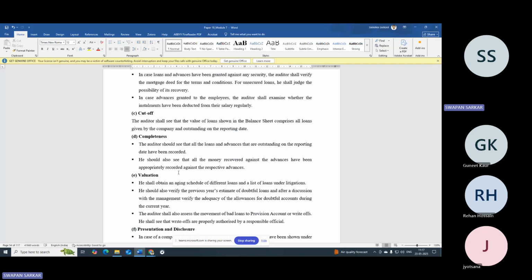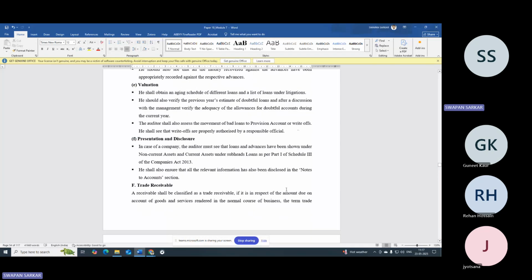The auditor shall also assist the management in transferring bad loans to the provision account or writing them off. He shall see that write-offs have been properly authorized by the responsible official. Presentation and disclosure: in case of a company, the auditor must see that the loans and advances have been shown under non-current assets and current assets under the subhead loans, as per Part 1 of Schedule 3 of the Companies Act. He shall also ensure that all the relevant information has been disclosed in the notes to accounts.